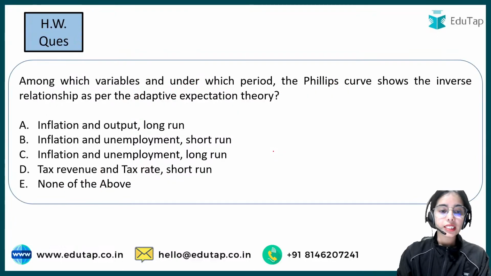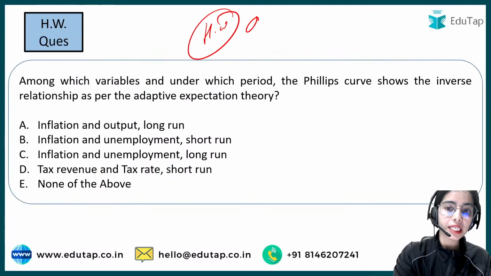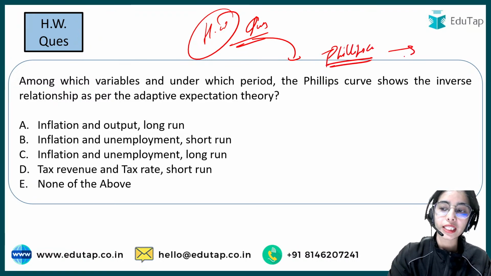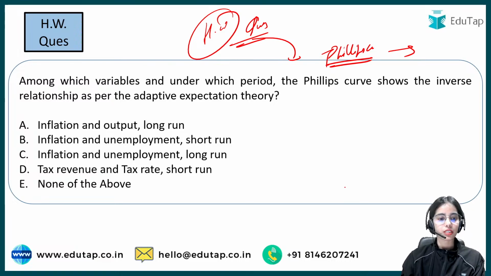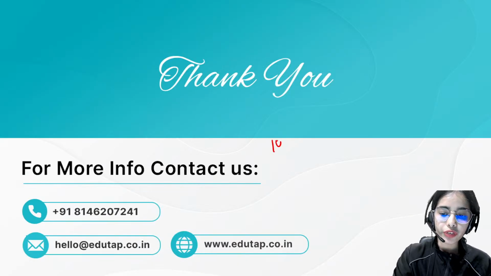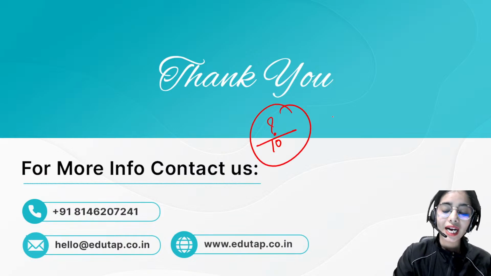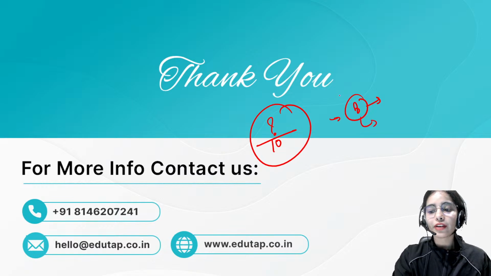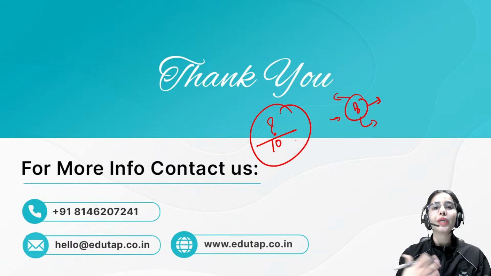Okay, this is the homework question. I hope you will be easily able to answer this question, and in the next session we are going to pick up the question from the Phillips curve and the other topics in the syllabus. So this is the homework question. Try to answer this question, and tell me out of 10 how many marks you have got. I hope you are getting 8 or at least more than 8. If you are getting less than 8, that means you need to revise more.